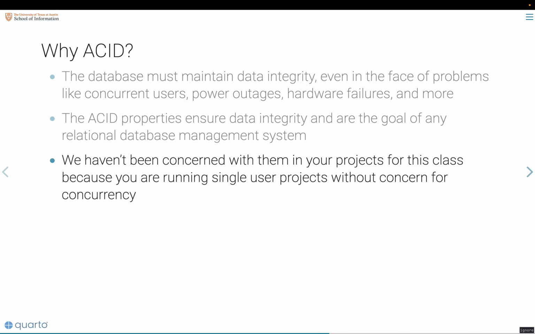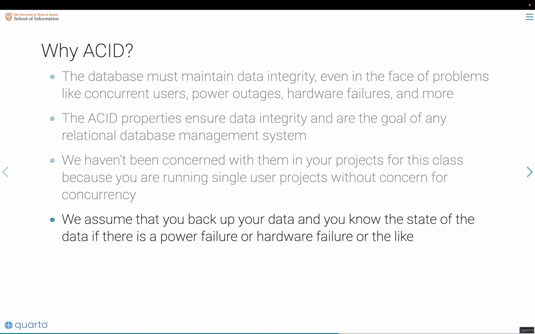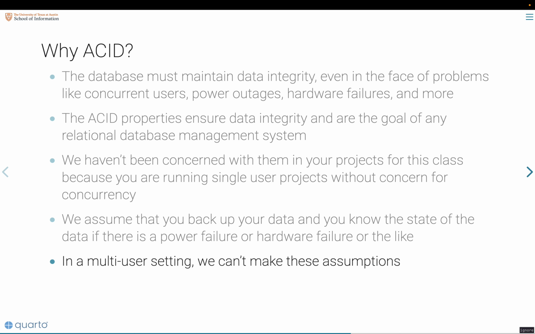And we haven't been concerned with them in the projects for this class because you're running single user projects. You don't have a concern for concurrency. We assume you back up your data and you know the state of the data if there's a power failure or hardware failure or the like. And in a multi-user setting, we can't make these assumptions.